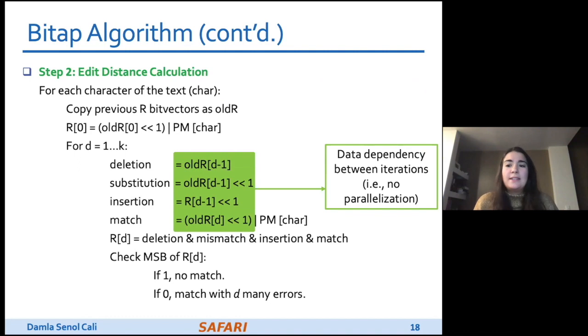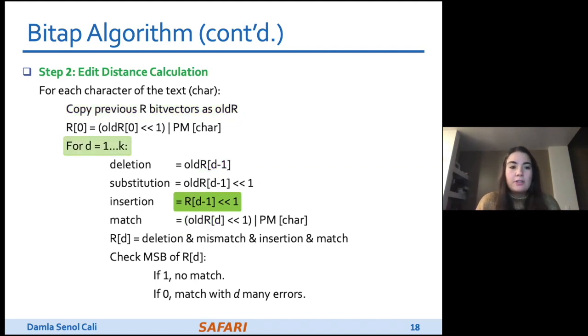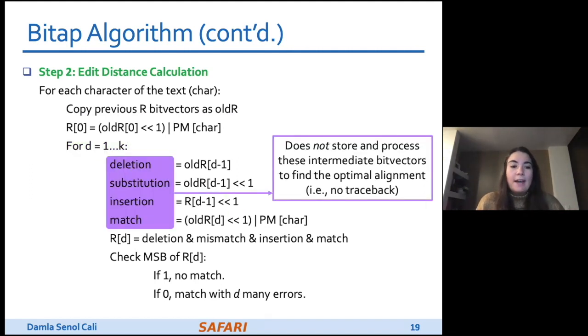Second, there's a two-level data dependency in Bitap. First, there's an outer loop data dependency when computing deletion, substitution, and match bit vectors, as they require old R bit vectors, which are coming from the previous text iteration. And also, there's an inner loop data dependency when computing the insertion bit vector, as it requires RD-1, which is coming from the previous inner loop iteration. So we are dealing with a two-level data dependency. And third, Bitap generates these 4 intermediate bit vectors, but they are not stored and processed with a traceback step to find the optimal alignment. So there is no traceback support in the baseline Bitap algorithm.